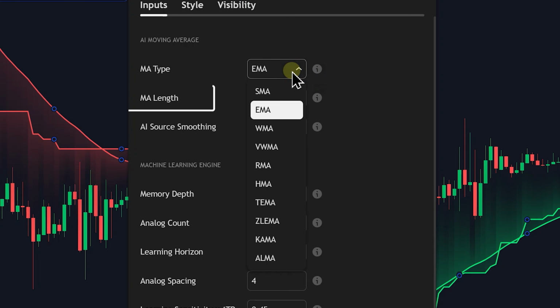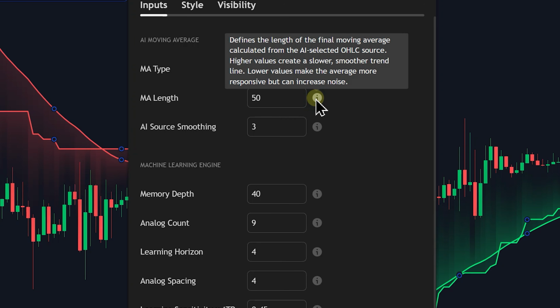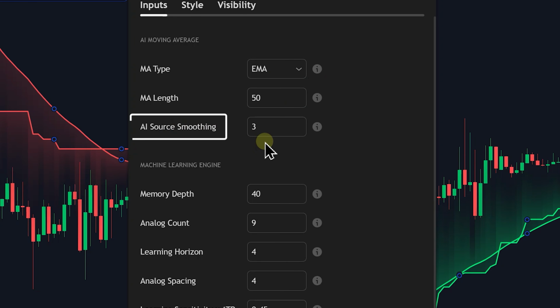Next is MA length. This controls the smoothing period of the moving average. Smaller values react faster to price changes, while larger values create a smoother trend line. Below that is AI source smoothing. Because the indicator can switch between open, high, low, and close, this setting helps smooth those transitions and prevent excessive noise.